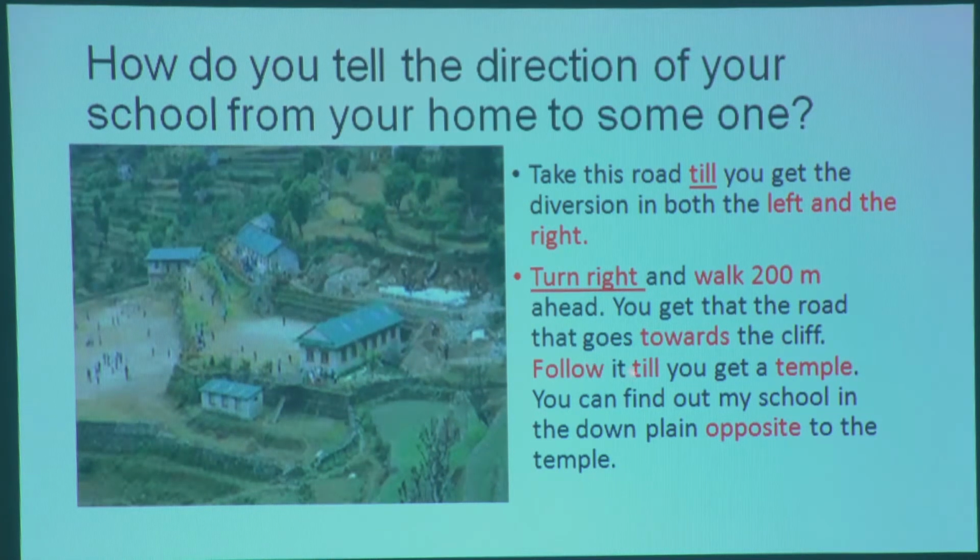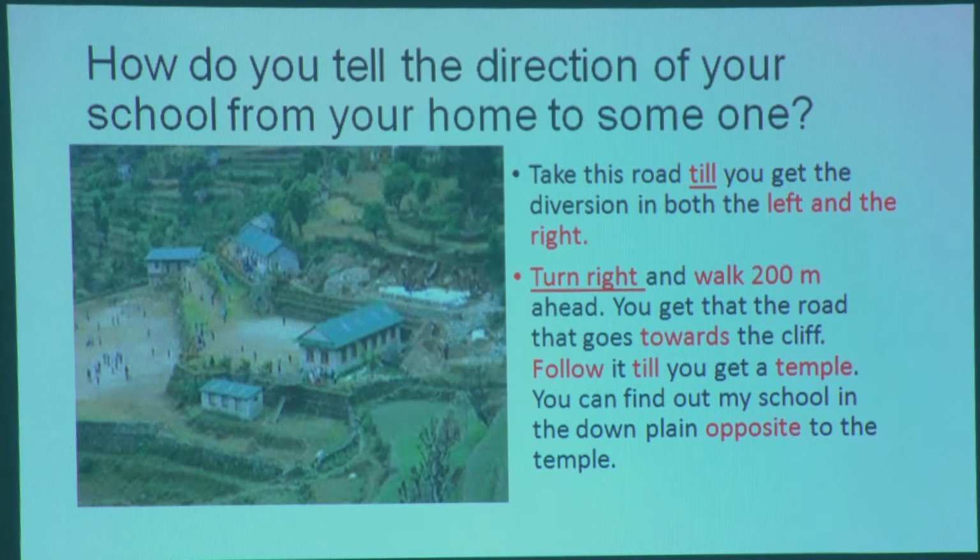And again you say follow it till you get a temple. Or there is a remark, temple. The visitor must go towards the temple also. He or she should not have to ask any other passerby, because all clear direction is given, right? And you can find my school in the down plain opposite to the temple. Again you are mentioning the direction.